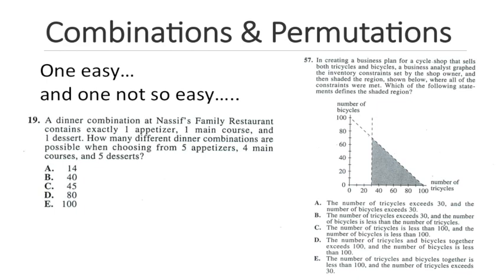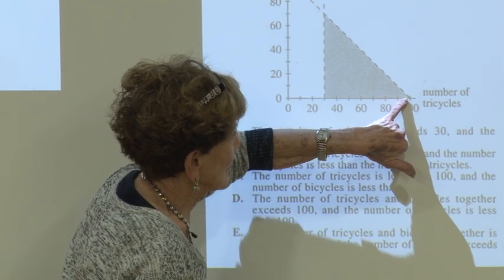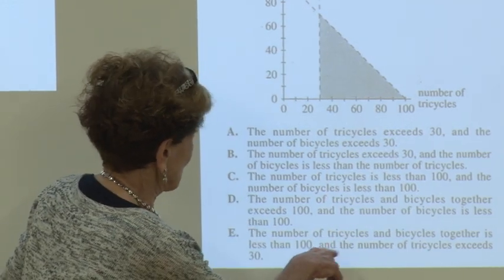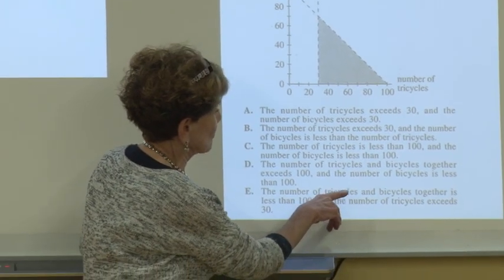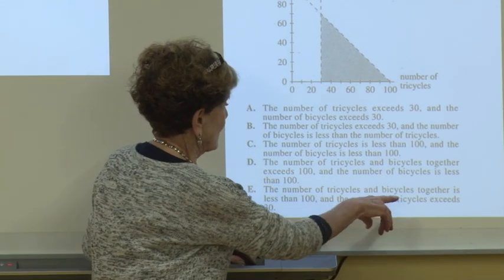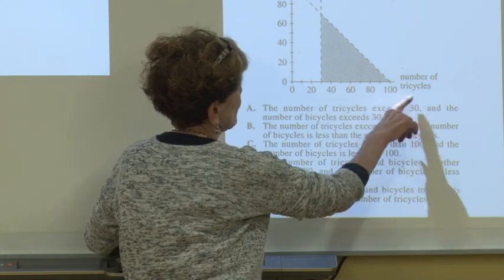Now, look at yours rather than the one up here because it's harder. If you have an open circle, it means it doesn't start at 30, right? It starts beyond 30 and it's a dashed line, and it goes up to here. And you're just shading in. The correct answer I think was E: the number of tricycles is less than 100, and the number of tricycles exceeds 30. Well, yeah, because here's tricycles going this way.